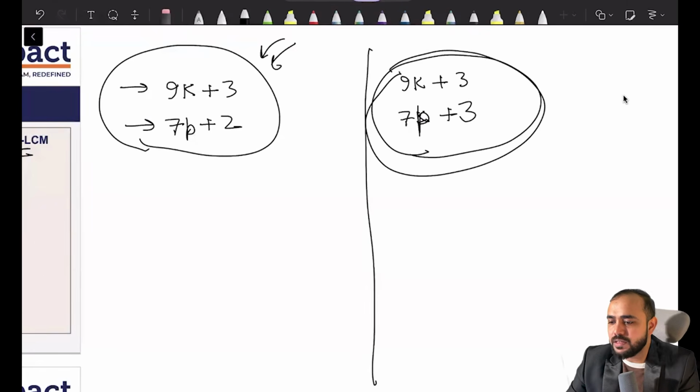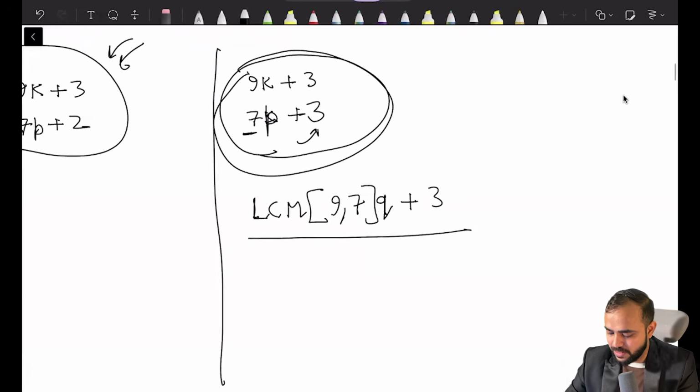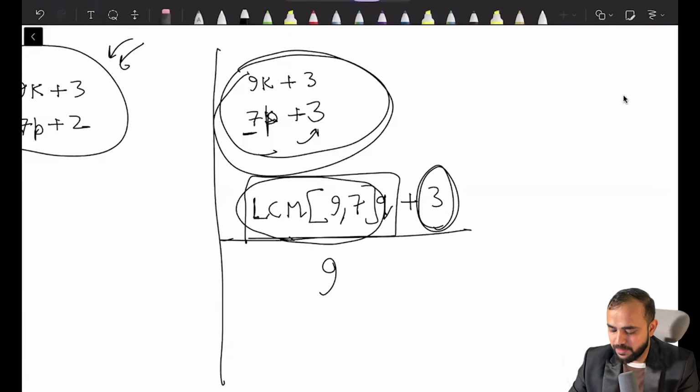If a number when divided by 9 leaves a remainder of 3, and when divided by 7 also leaves a remainder of 3, can I say that the number will be of the form LCM of 9 and 7 into some constant, let's say q, plus 3? Because when I divide this with 9, this term will get cancelled out by 9, so the remainder here will be 0 and your final remainder will be 3.